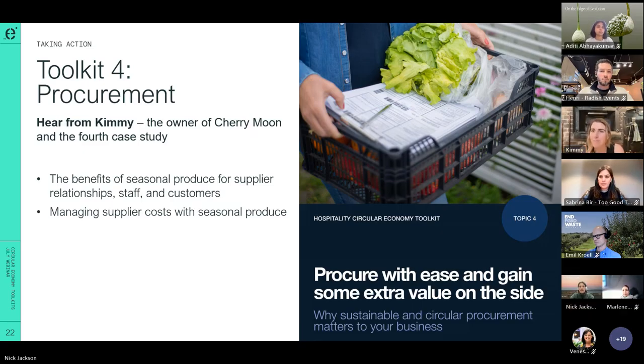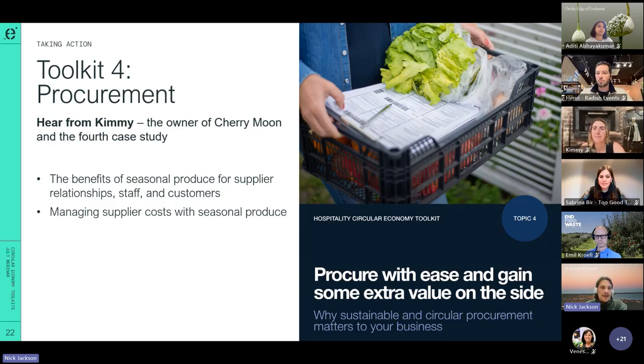Beautiful. Thanks, Kim. Definitely agree with that sentiment. From what Kimmy's saying, it's a lot about working with local suppliers and creating those local relationships that will really help your business and also reduce your environmental impact. I definitely recommend, if any of you are in the Sydney area, to go check out Cherry Moon. It's a beautiful little general store, incredible bread, and I can definitely say that Whole Grain Milling Co bread is awesome. I've had it many times. So thank you, Kimmy, for jumping on.